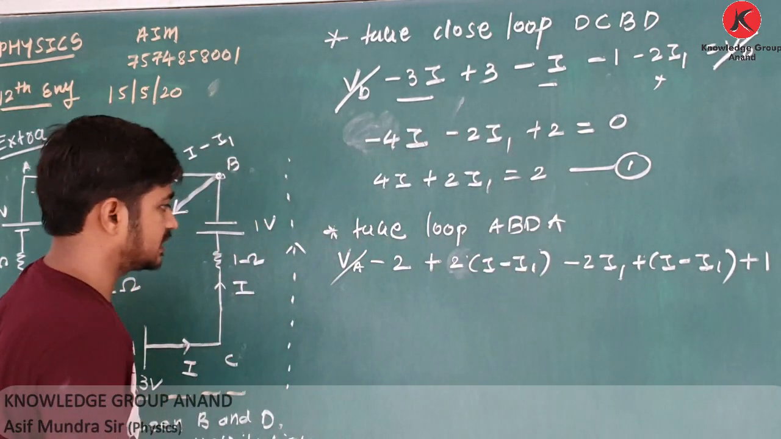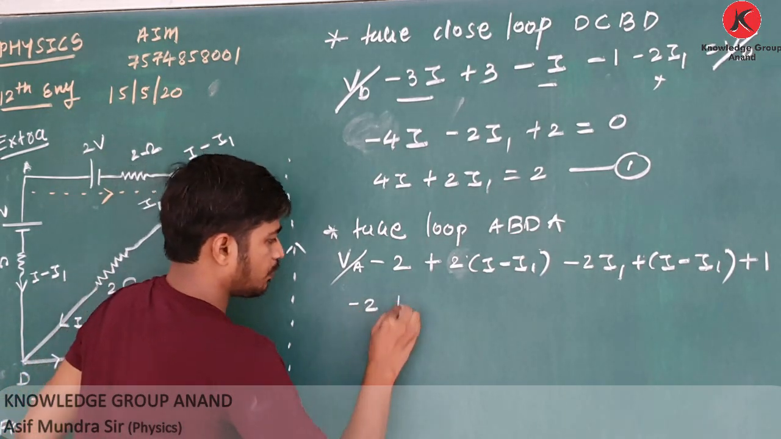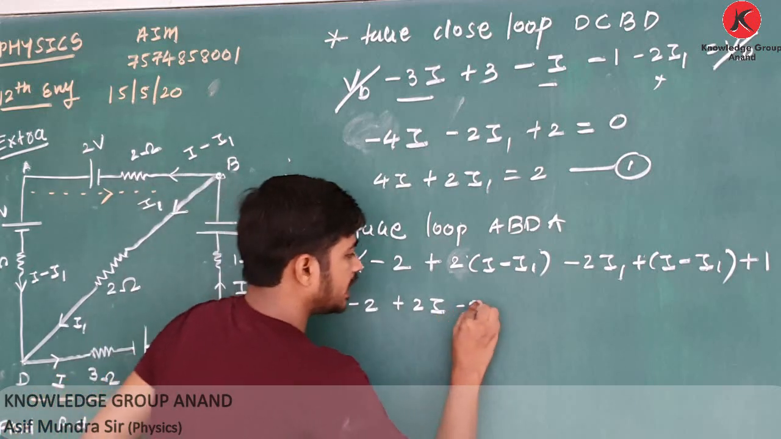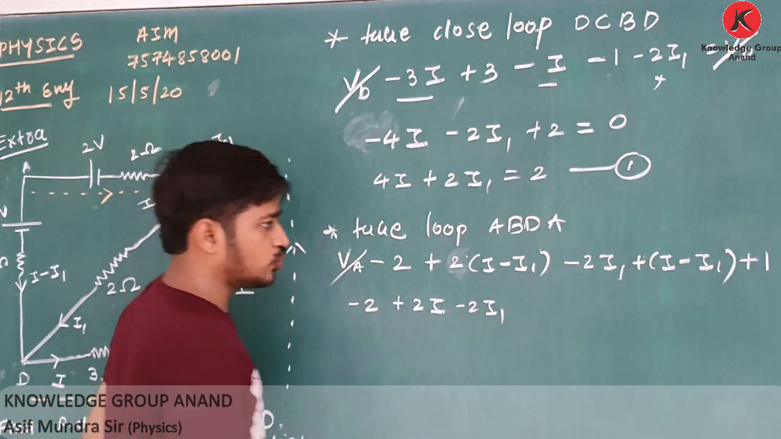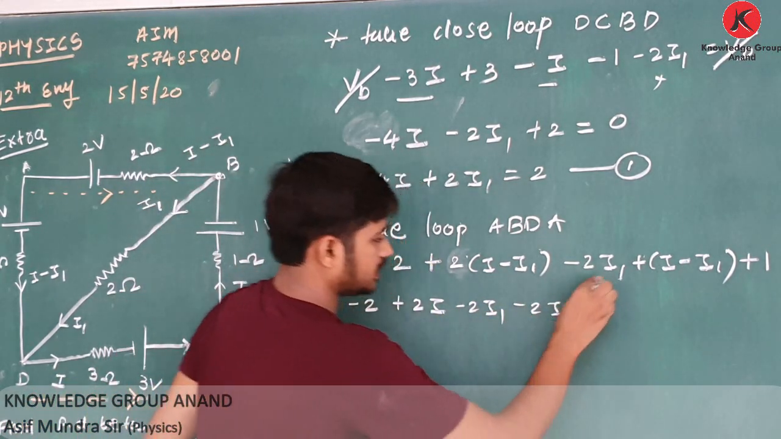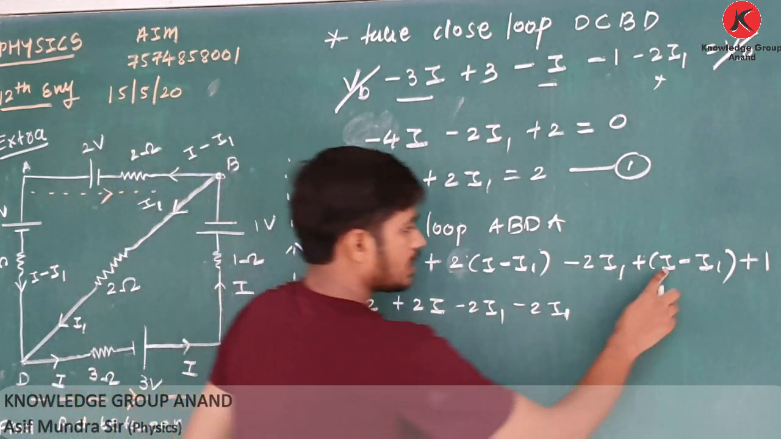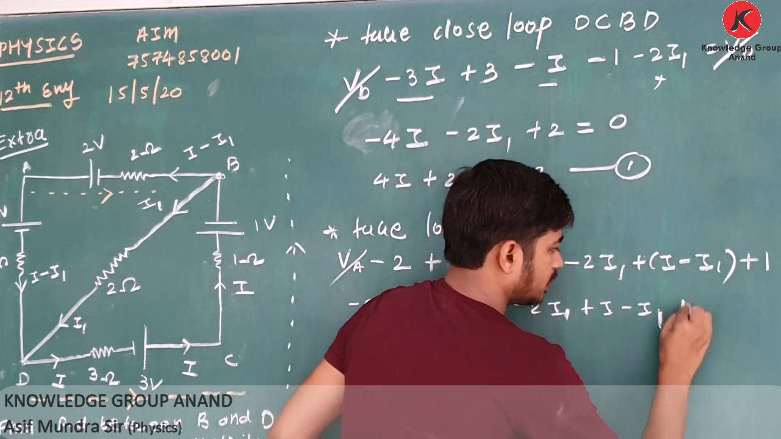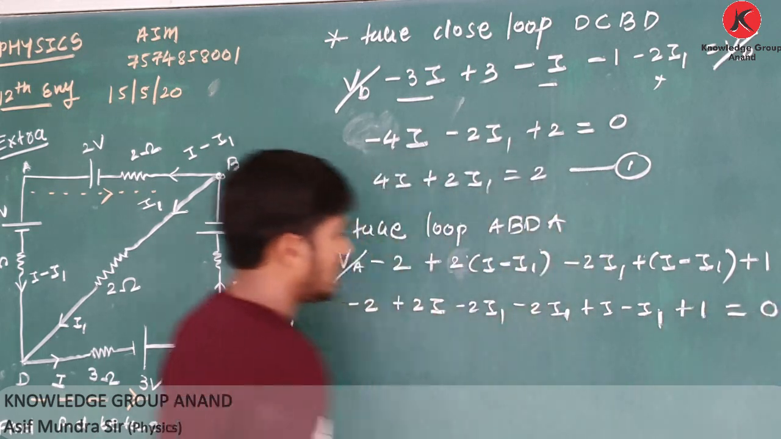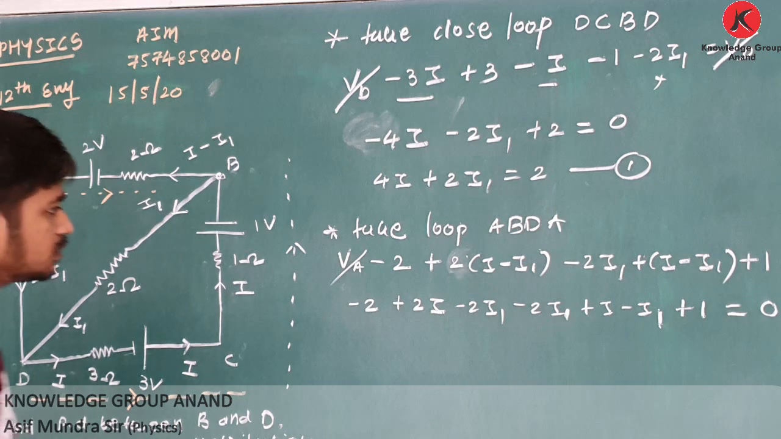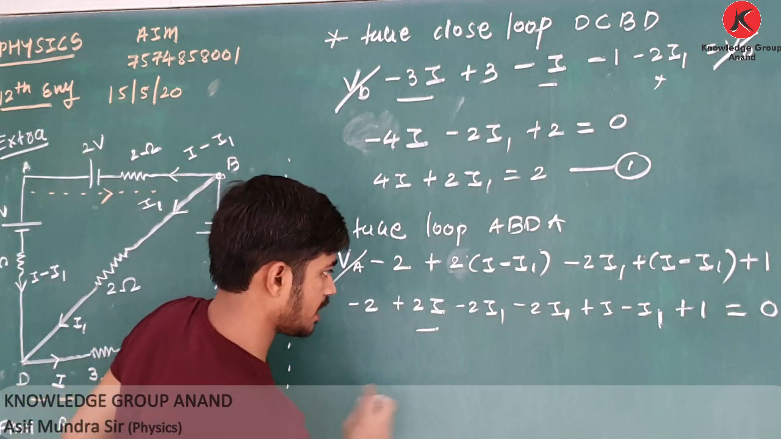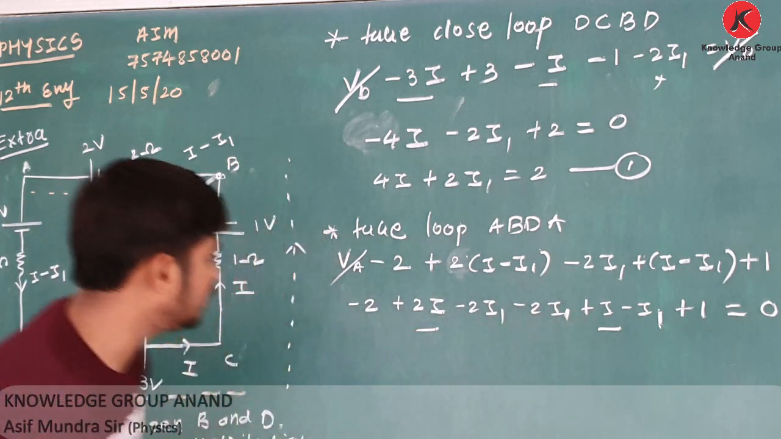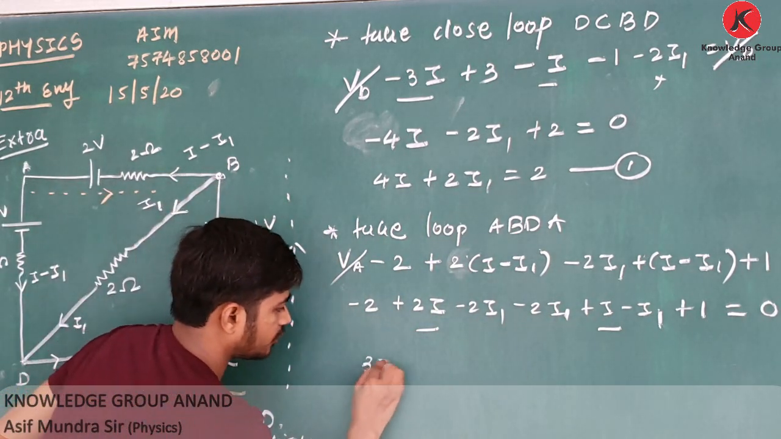Now simplify this thing. See, minus 2 plus 2I, minus 2I1, minus 2I1, this I1, okay, then plus I, minus I1, minus I1, and plus 1 is equal to 0. Now, first of all, we will write terms having I. It is first term having I, it is another term having I, so 2I plus I means it is 3I.